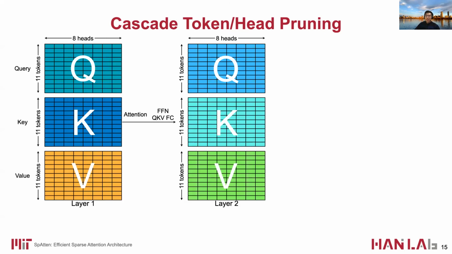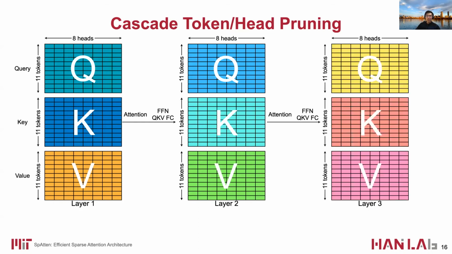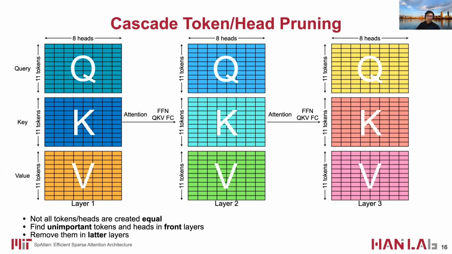Viewed from a higher level, the attention computation has inputs: query, key, and value matrices. The feature embedding is chunked into multiple heads, such as 8 heads in this example. QKV inputs of layer 1 go through attention layer, FFN layer, and QKV FC, and get QKV inputs for layer 2. Layer 2 outputs further generate the QKV of layer 3. During this process, the number of tokens and heads are the same. However, not all tokens and heads are created equal. There are opportunities to find unimportant tokens and heads in the front layer and remove them in later layers.